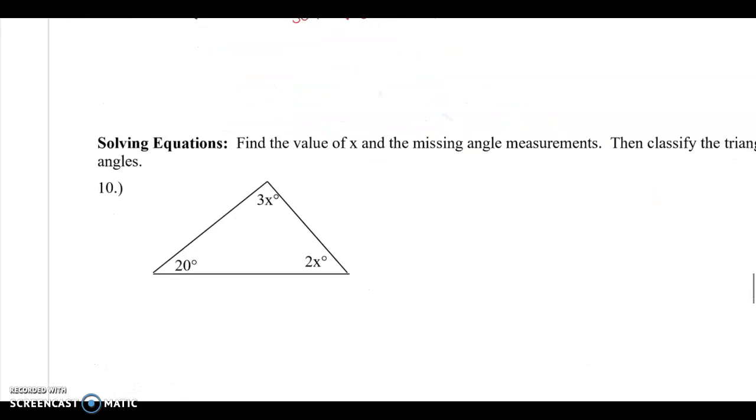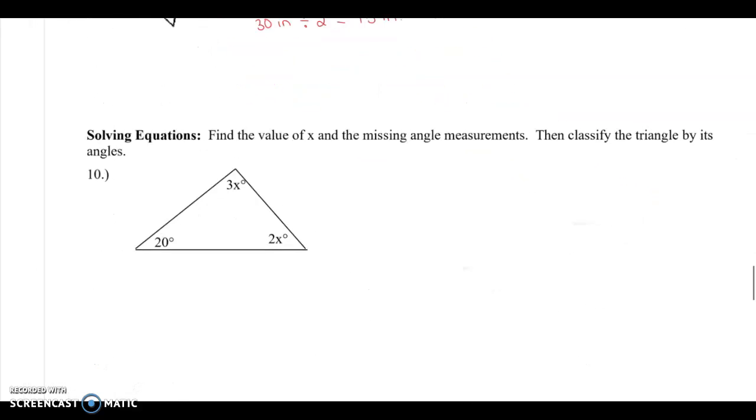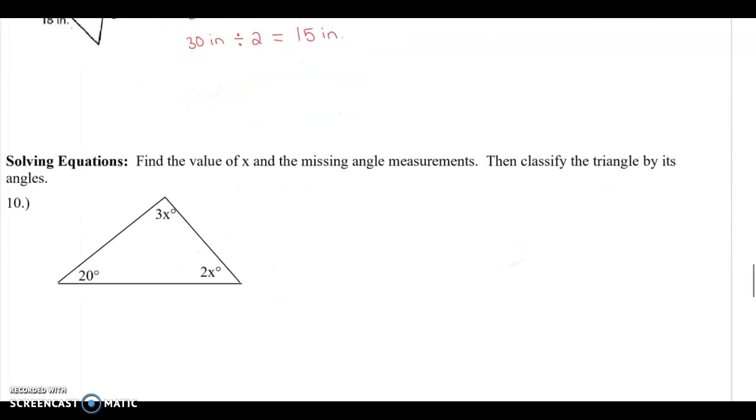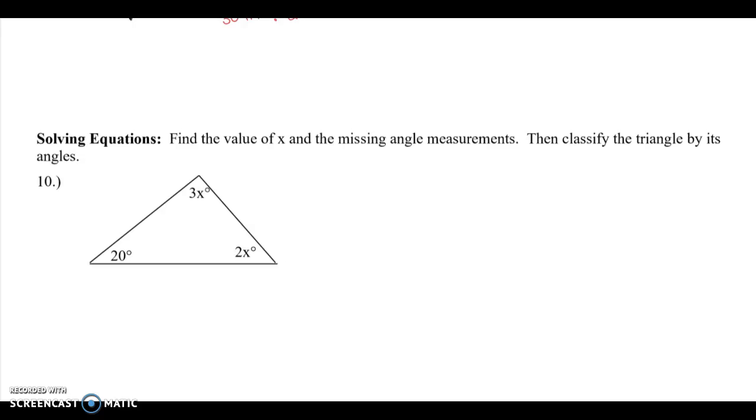And then the next one says find the value of x, and the missing angle measures, then classify the triangle based on its angle measures. So we know the angles have to add up to equal 180. So that's what I'm going to do. I'm going to add up these three angles, so 3x, 2x, and 20, and I'm going to set it equal to 180, kind of similar to the whole supplementary problems that we were doing last week. 3x and 2x is 5x plus 20 equals 180.